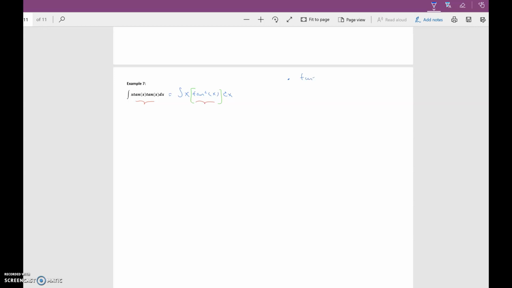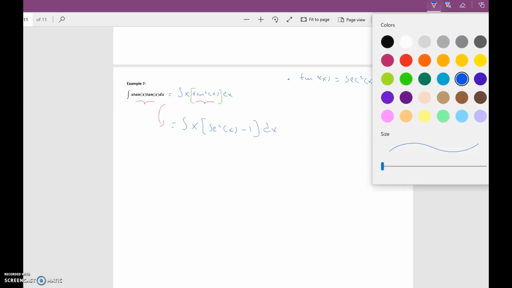So the identity that we could use here is the value of tangent squared. Whoops, I wrote tangent inverse. So tangent squared of x is equal to secant squared of x minus 1. And this may actually help with the evaluation of the v and the dv. So in this case, you're going to have x times tangent squared. We can rewrite it as secant squared of x minus 1, times dx.